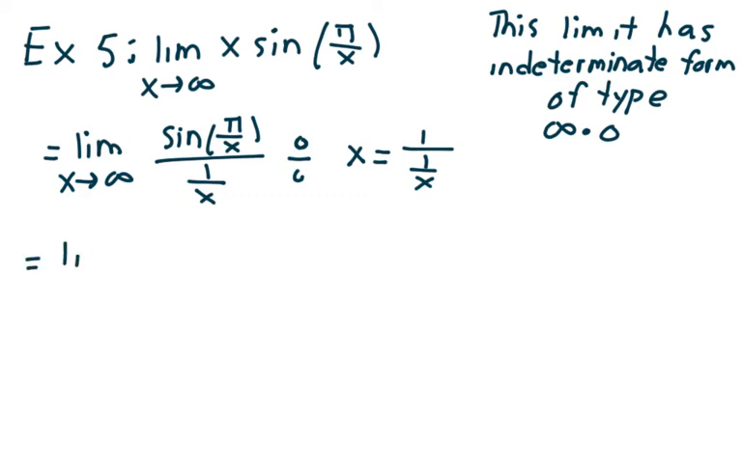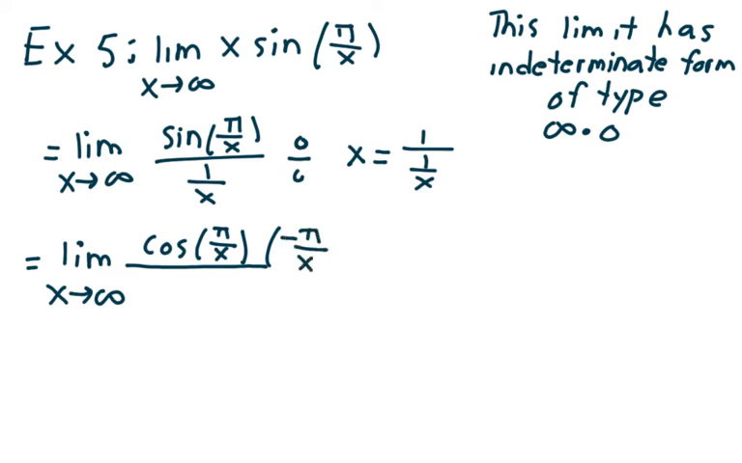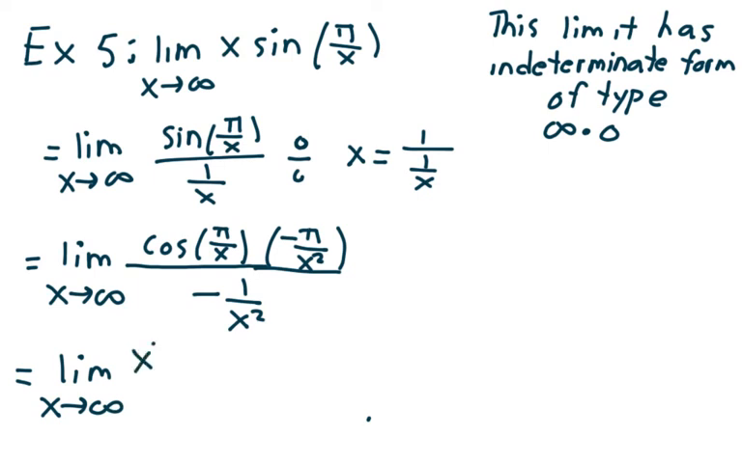And so I'm going to differentiate the numerator, and you're going to get cosine of pi over x times the derivative of pi over x, which is negative pi over x squared. So we took the derivative of the top. The derivative of the bottom is negative 1 over x squared. Now, remember, a negative divided by a negative is a positive. So I could write this as the limit as x goes to infinity of x squared cosine of pi over x times pi over x squared.